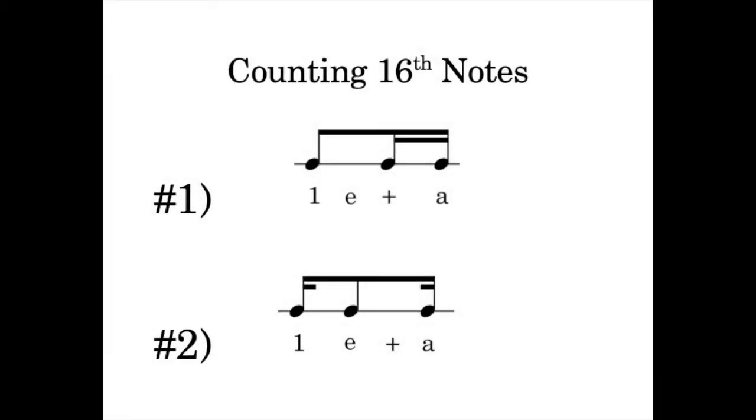Since an eighth note is equal in length to two 16th notes, we would count the first two 16th notes 1 and e for the eighth note. Then "and" for the middle note and "a" for the last 16th. Example 2 has a 16th note where we count 1, an eighth note where we count e and, because that is worth two 16th notes, and a 16th note that we count a.